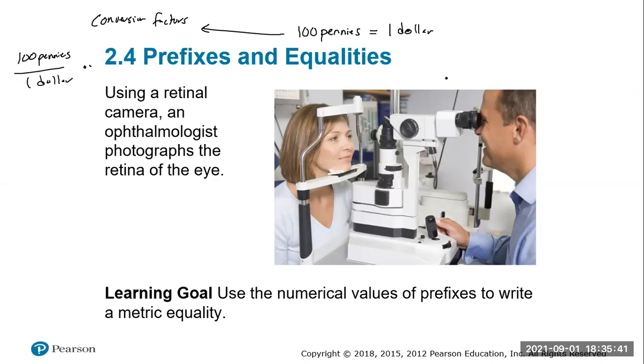Or you could say $1, there's 100 pennies. And we use these really, as we'll talk about a little bit later on in this chapter, doing what's referred to as dimensional analysis, to go from basically one unit that we're not interested in to another unit that we are interested in.